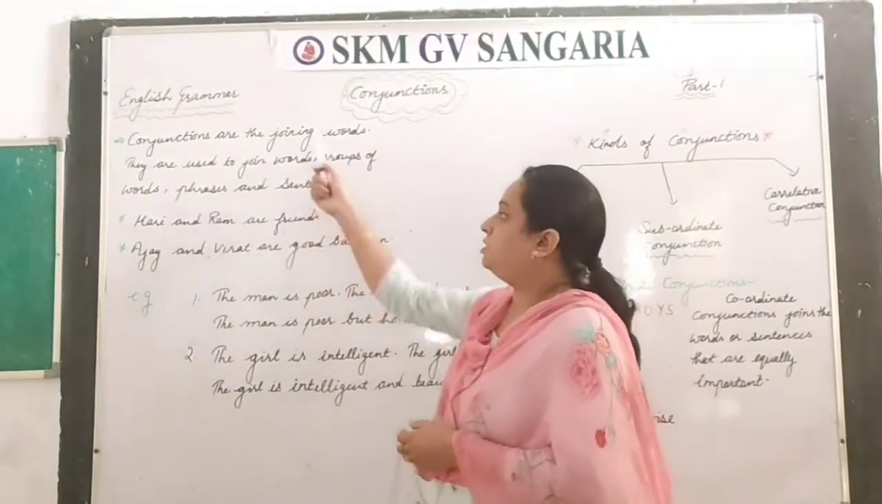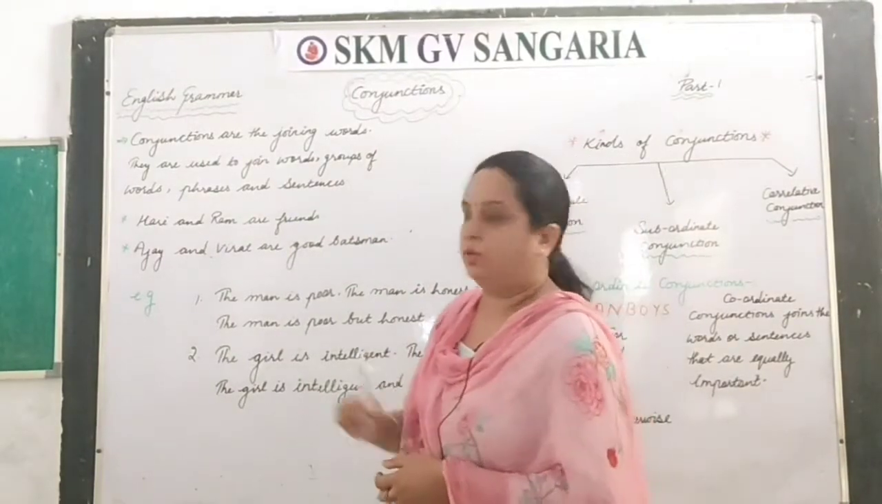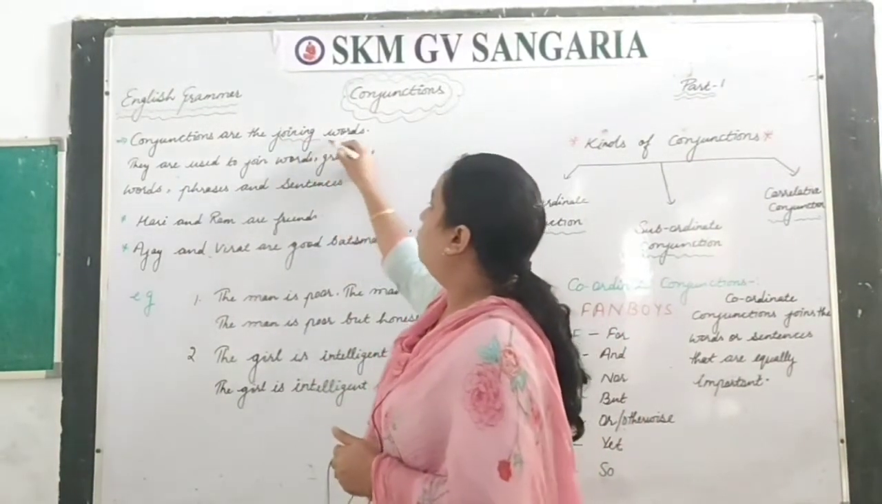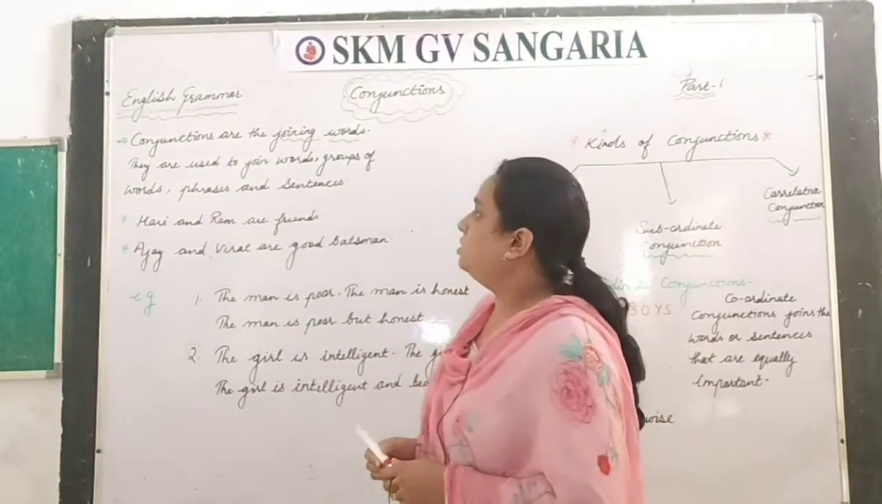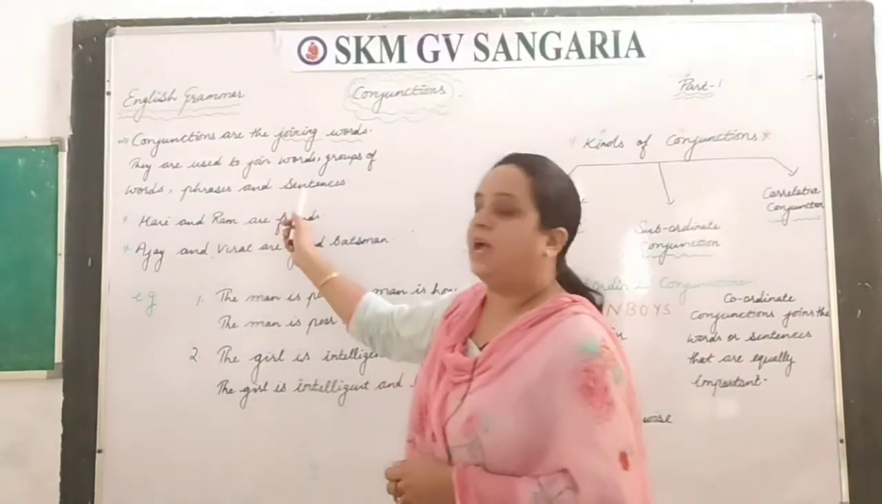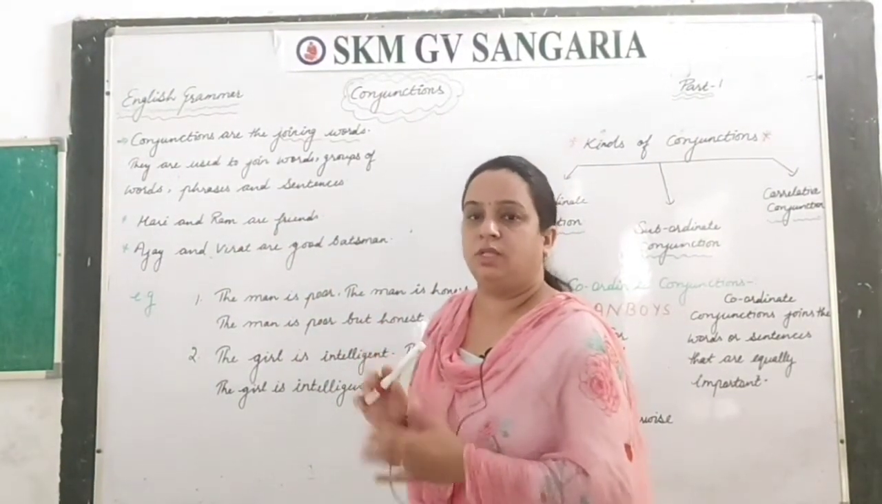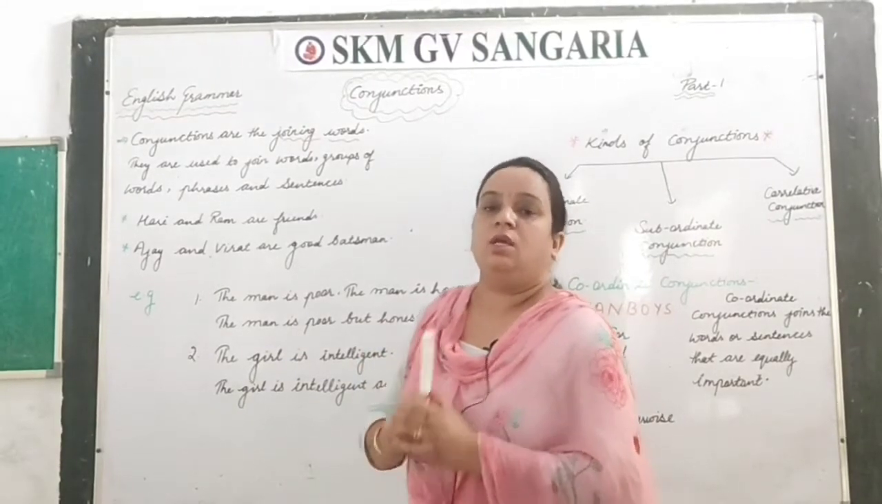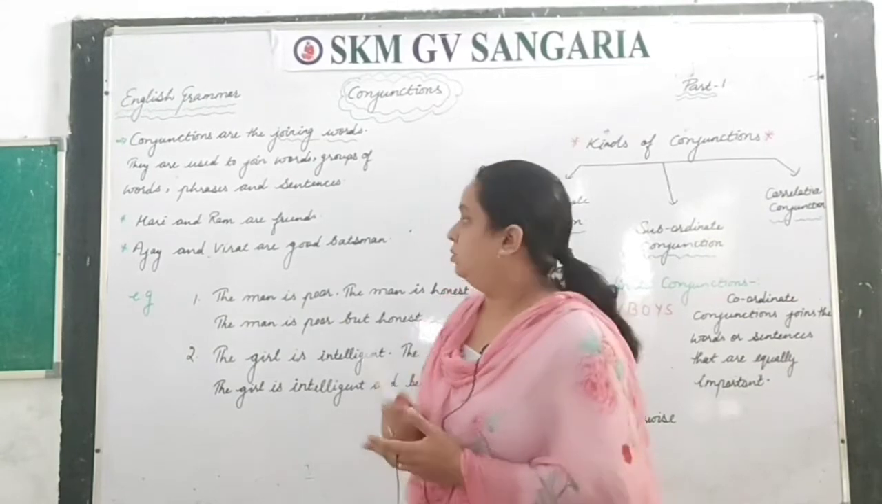So the definition says conjunctions are the joining words. This I have told you, the joining words. They are used to join words, groups of words, phrases and sentences. It's not only the connection of words together, they may join sentences also, phrases also and words also, right?